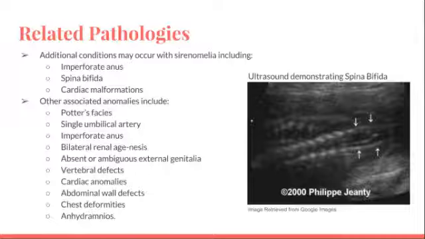Related pathologies. Additional conditions may occur with Sirenomelia, including imperforate anus, spina bifida, cardiac malformations. Other associated anomalies include Potter's facies, single umbilical artery, bilateral renal agenesis, absent or ambiguous external genitalia, vertebral defects, abdominal wall defects, chest deformities, and anhydramnios.